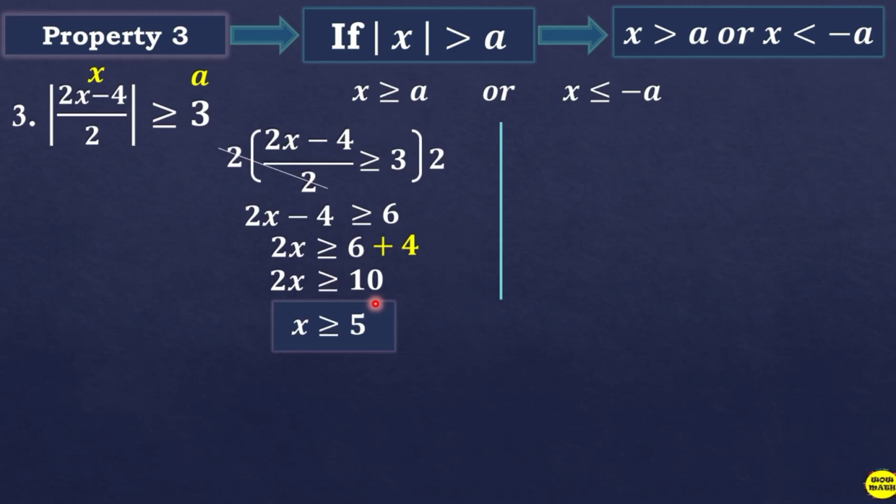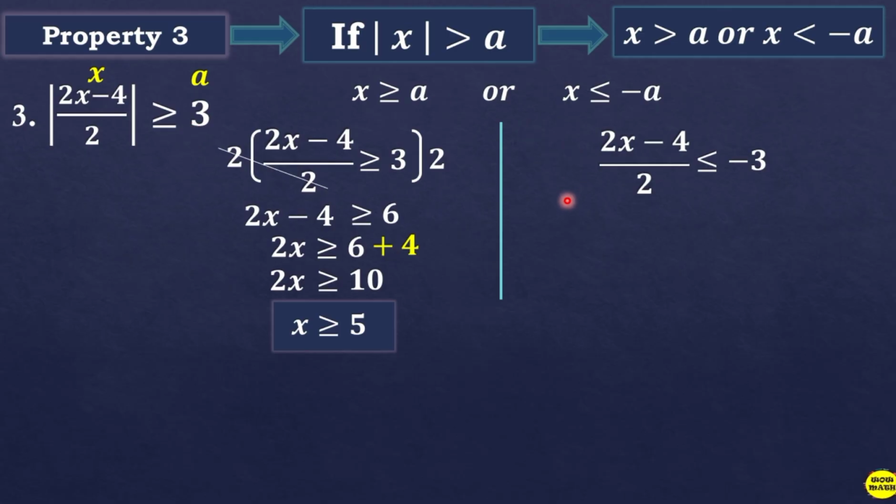So, divide both sides by 2. Sorry. So, lumabas na yung sagot. So, divide both sides by 2. So, makakancel yun. So, 10 divide 2 is 5. Okay. Punta tayo sa right side. So, 2x minus 4 over 2, that is your x, is less than or equal to negative a. This is your a, so negative 3.